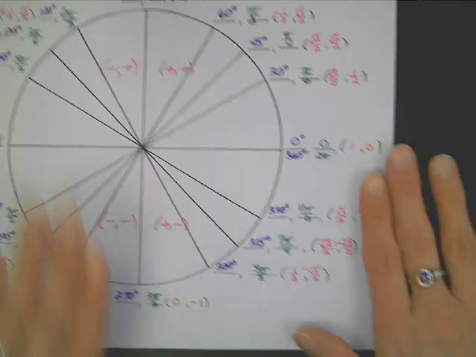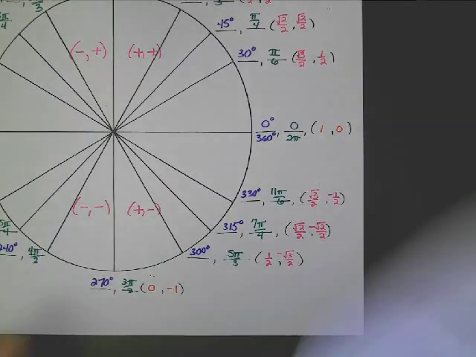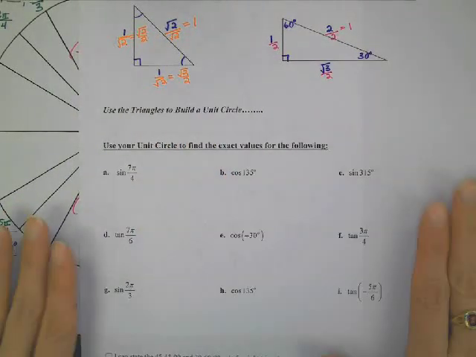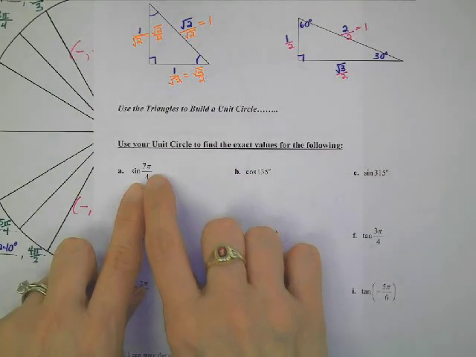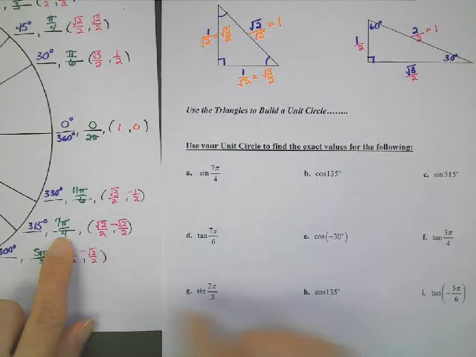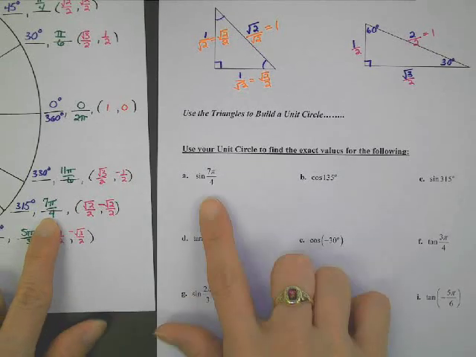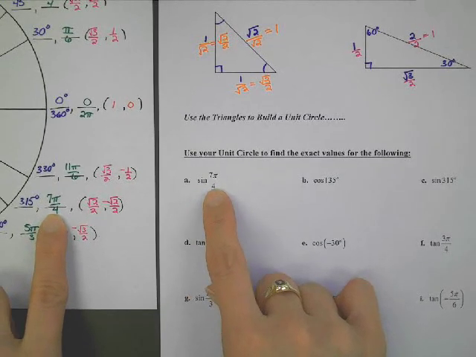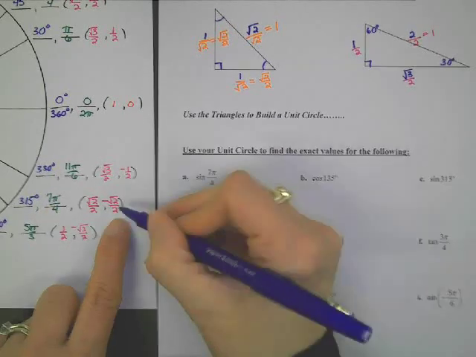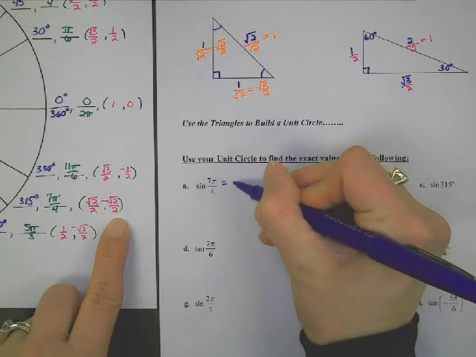So 7 pi over 4. You go to your unit circle for 7 pi over 4. Okay, and I ask you, what's the sine for 7 pi over 4? Sine is the y value. The y value is negative radical 2 over 2. And that's all you do. If you know sine is y, and you know what these fractions are, you'll have your answers.